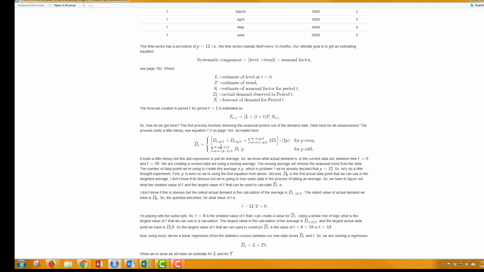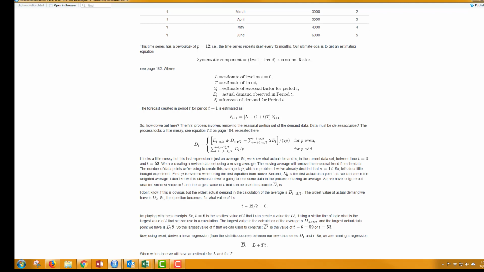And what I do to find that out, and you may not know this unless you play around with this equation, but this subscript on this very first demand number is the smallest subscript in the entire statement. So let's see, the first piece of information that I have is d sub 0. So the question becomes, when is t minus p over 2, which is t minus 6, equal to 0? And the answer is when t equals 6. So our first calculation for d bar is d bar sub 6. I can't go any further back in time because I don't have enough information to go further back.